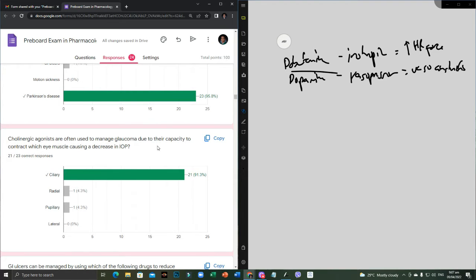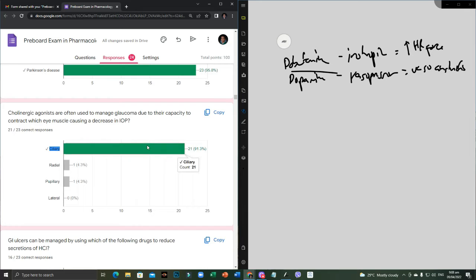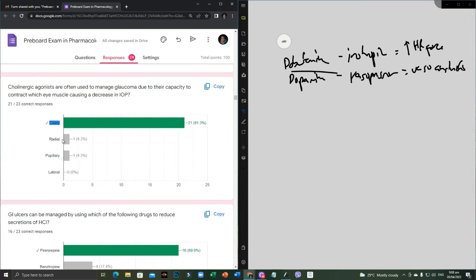Next one, cholinergic agonists are often used to manage glaucoma due to their capacity to contract which eye muscle, causing a decrease in IOP or intraocular pressure. So very good. It mainly targets the ciliary muscles, causing constriction. Radial muscles, on the other hand, class, are often targeted by adrenergic agonists.